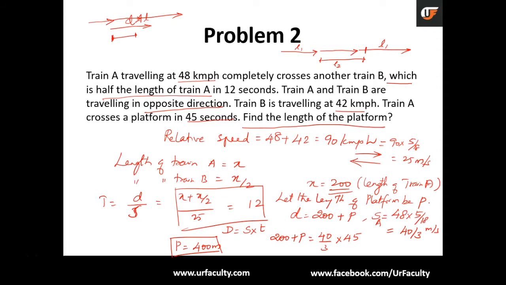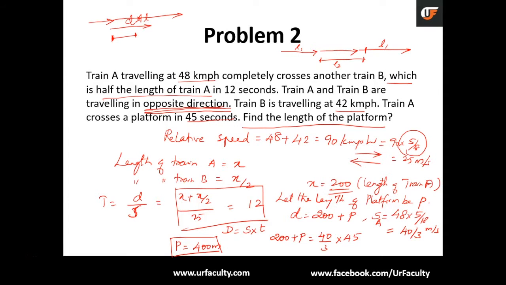We first found out the relative speed of the trains. Both of them are traveling in the opposite direction, so we have to take the sum of the speeds, which is 90 km per hour. We then converted it into meters per second, which is 25 meters per second, because our whole calculation is in meters and seconds. To convert kilometers per hour to meters per second, we multiply by 5 by 18. Please remember that.